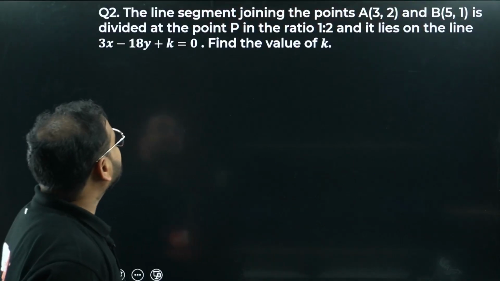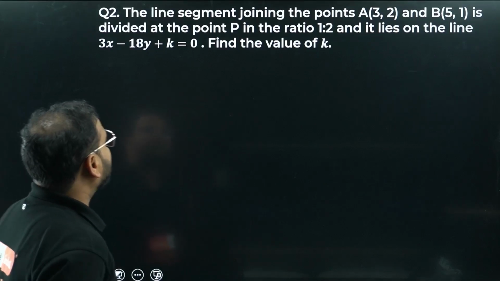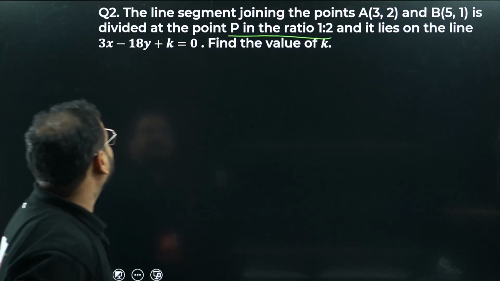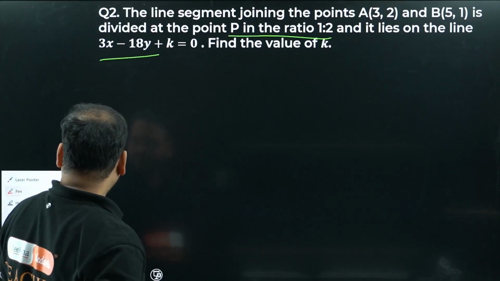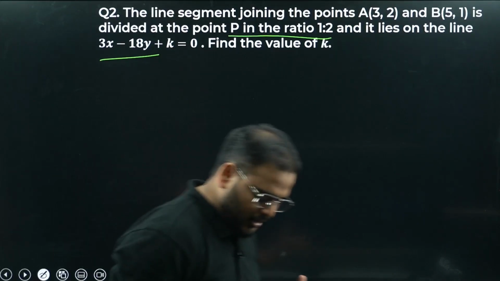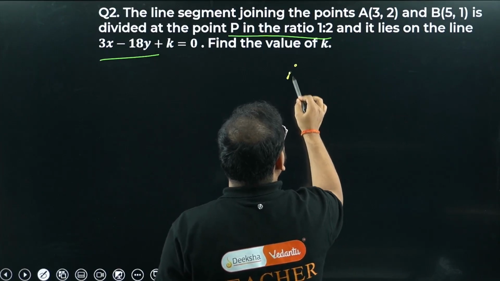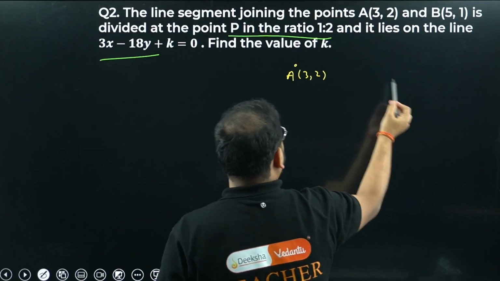The line segment joining the points A and B is divided at the point P in the ratio 1 to 2, and P lies on the given line. Find the value of k. Let's try to draw this to understand it. Point A is over here, let's say (3, 2). Point B is (5, 1).